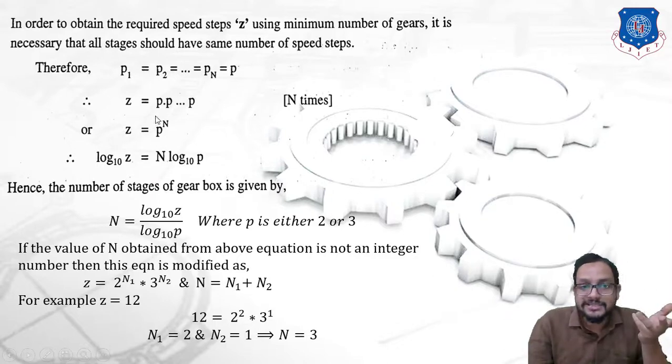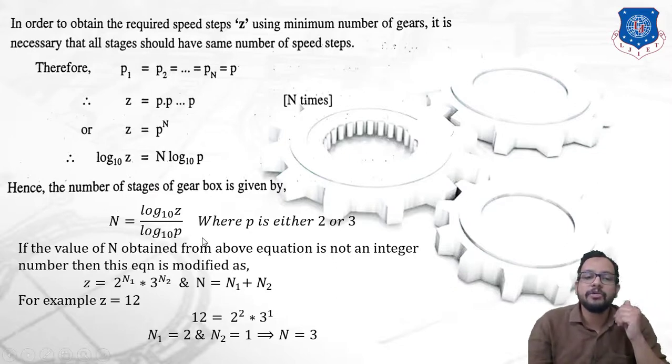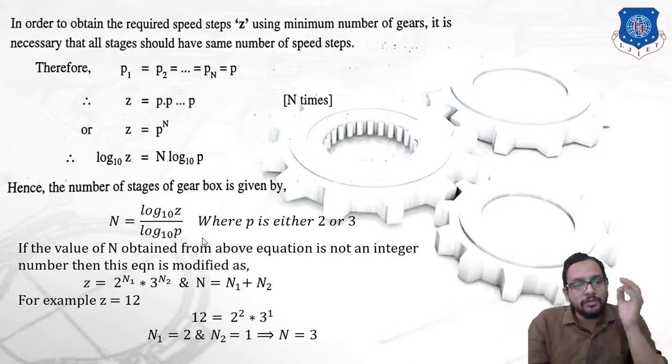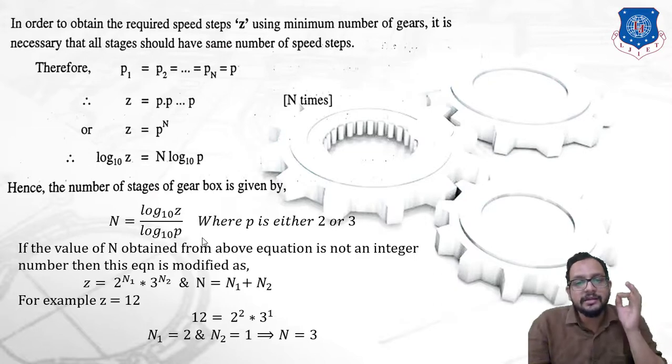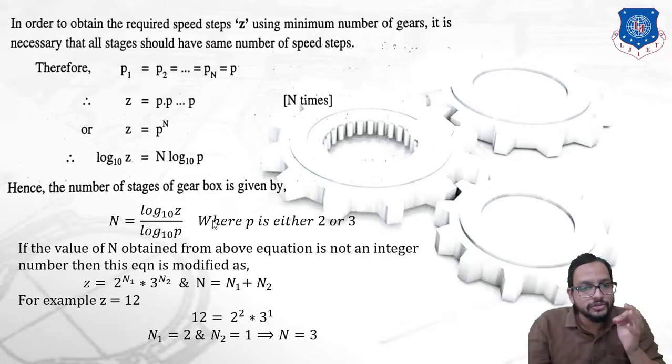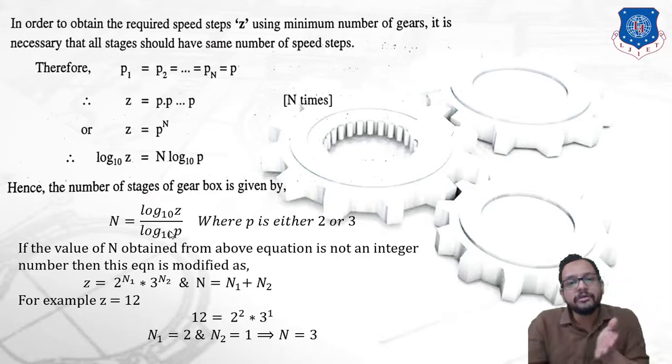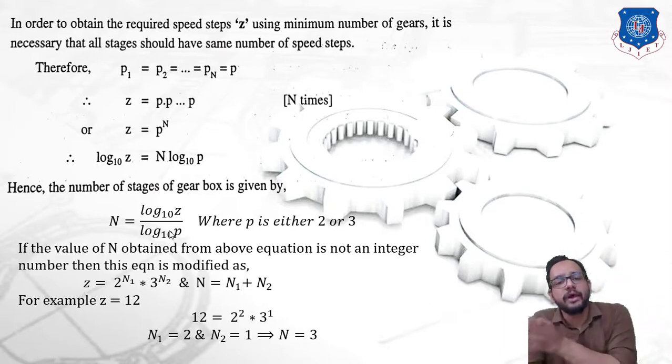Now our target obviously is capital N, so we are going to apply log on both sides. From this equation, can I say directly that the number of stages of a gearbox is given by capital N is equal to log Z to the base 10 upon log P to the base 10, where remember P would be either 2 or 3, as we have discussed that the number of speed steps in each stage has to be a multiple of 2 or 3. So we need to factorize whatever Z value is given in the data in terms of 2 and 3.